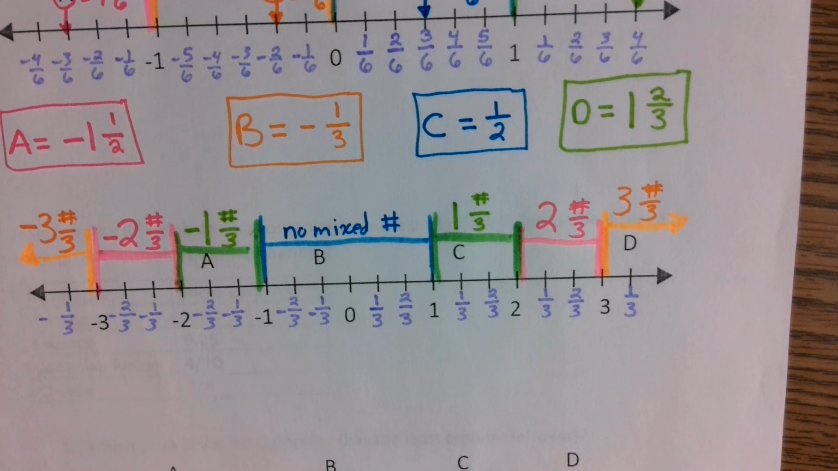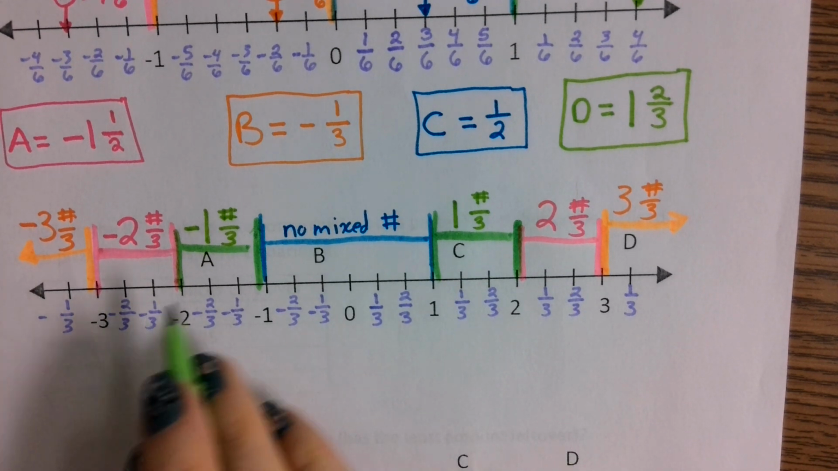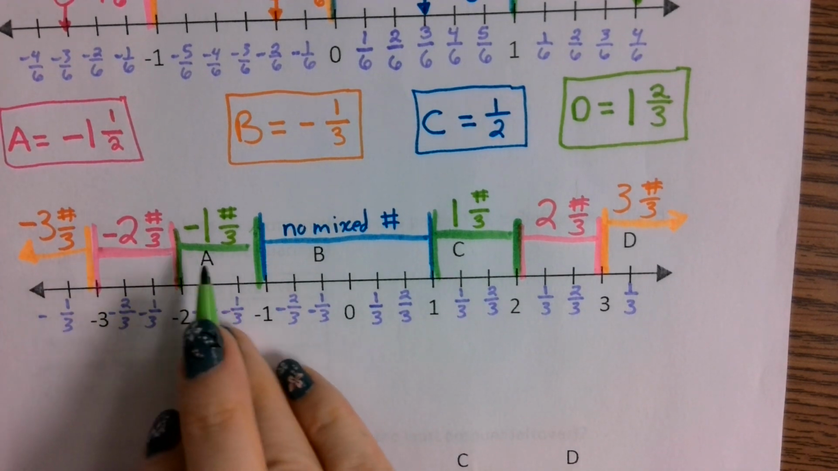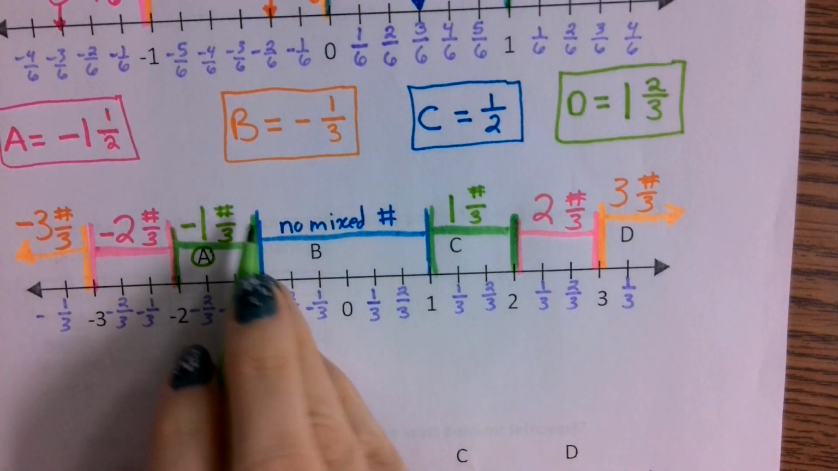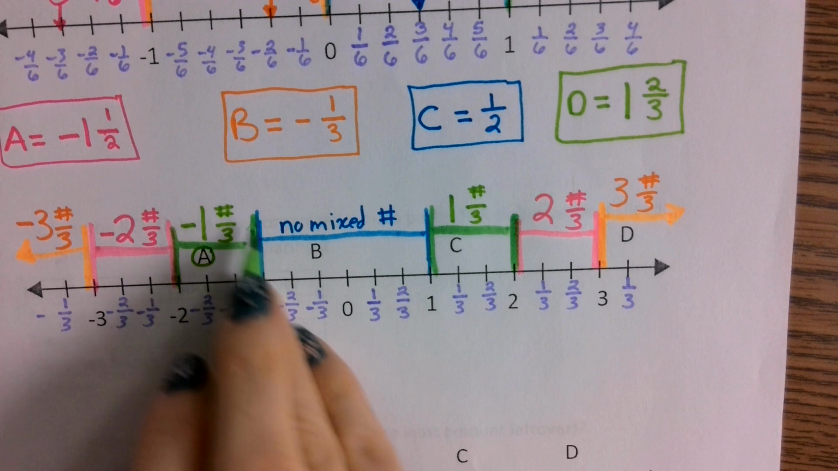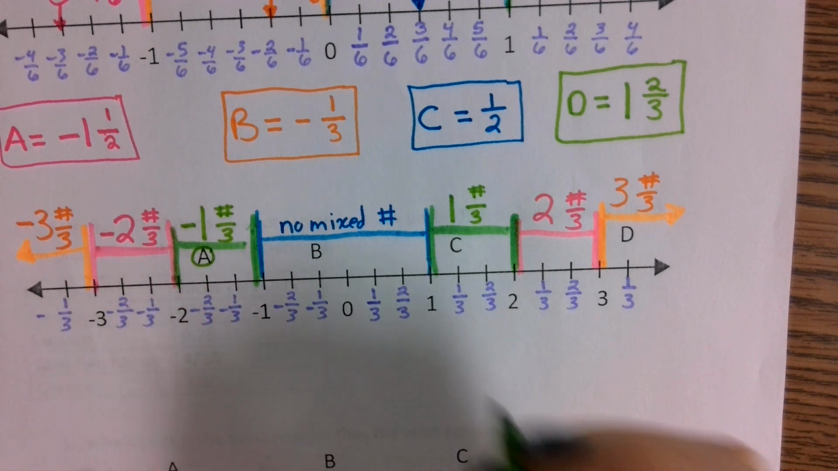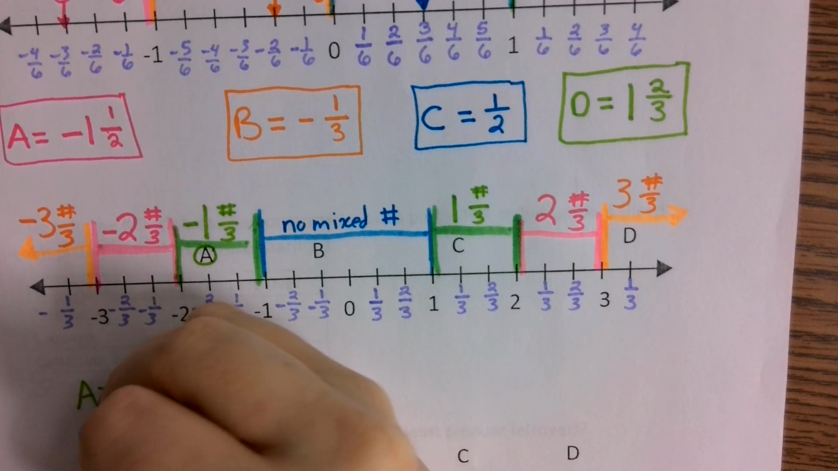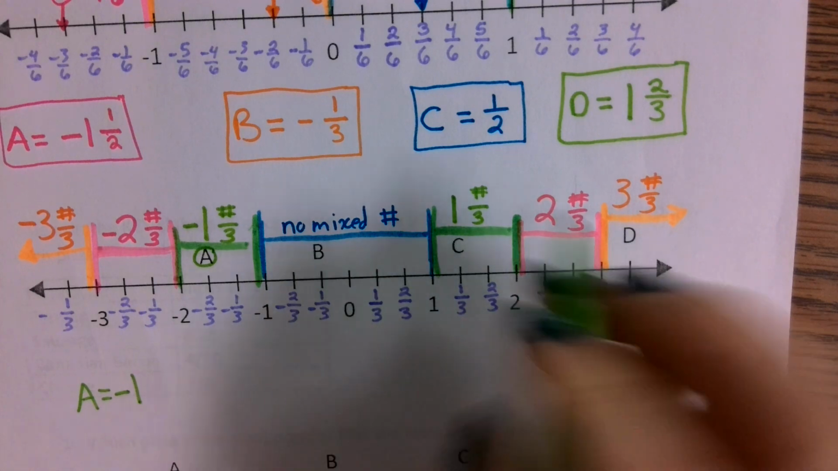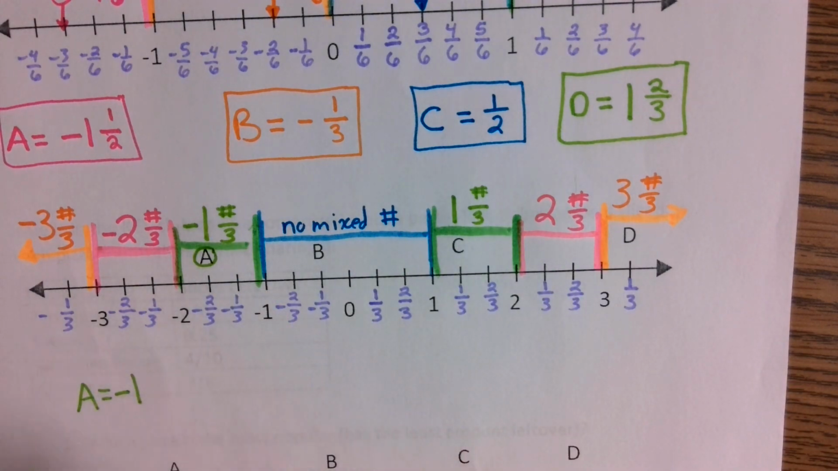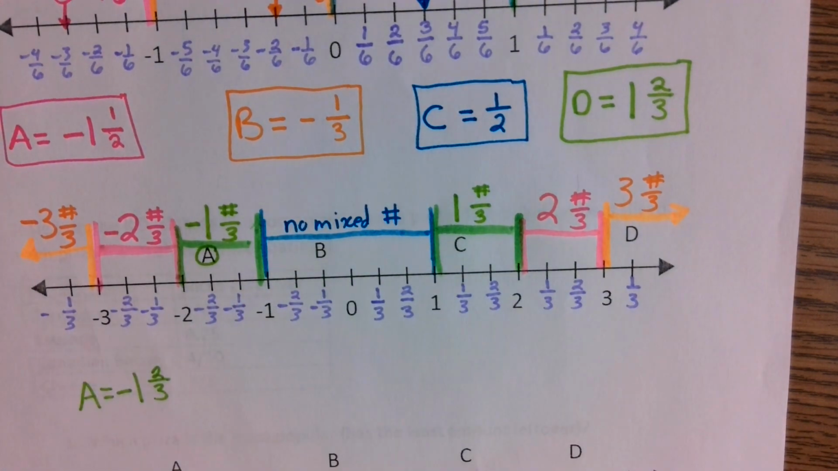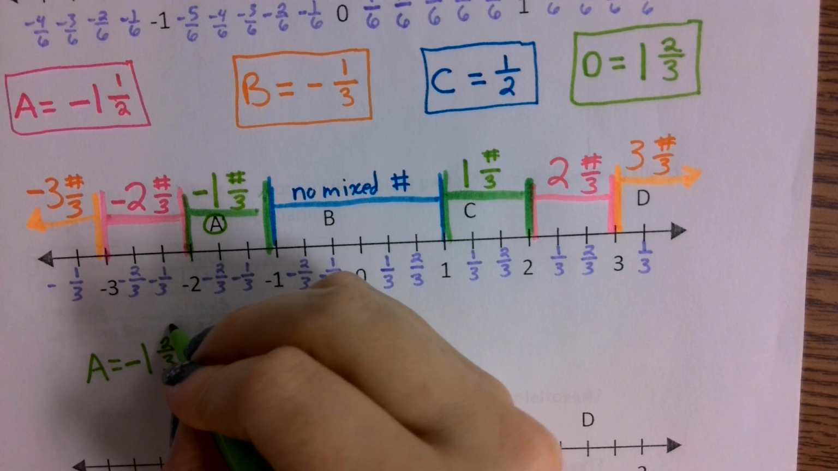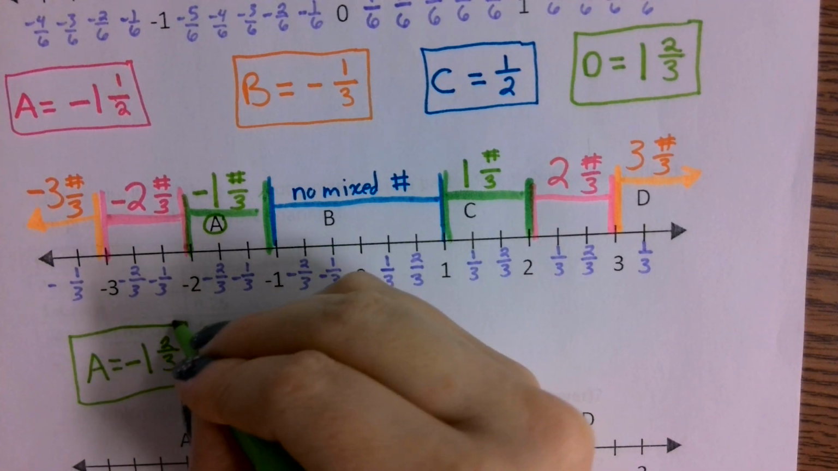All right, let's go ahead and work on through this. Let's start with point A. Point A is in the -1 mixed number range. What is the fraction portion at, though? -2/3. So we have 2/3 here. And that cannot be simplified. -1 and 2/3 is as simplified as it's going to get.